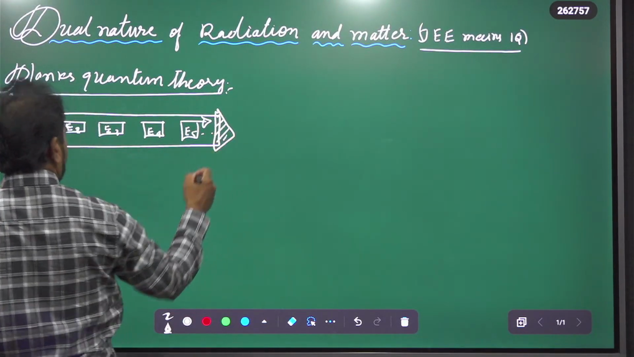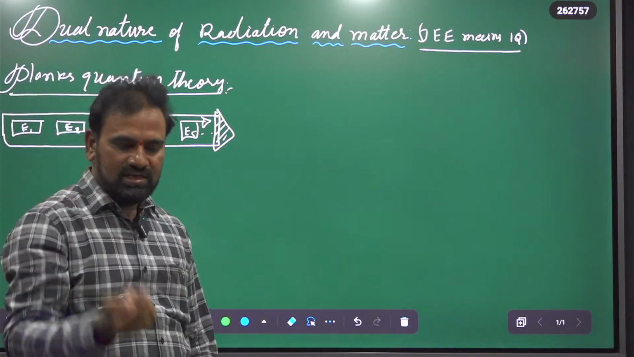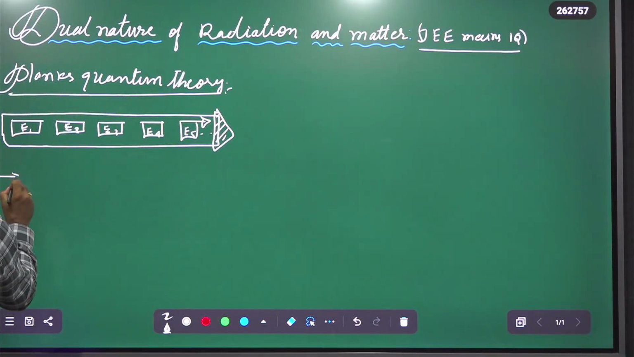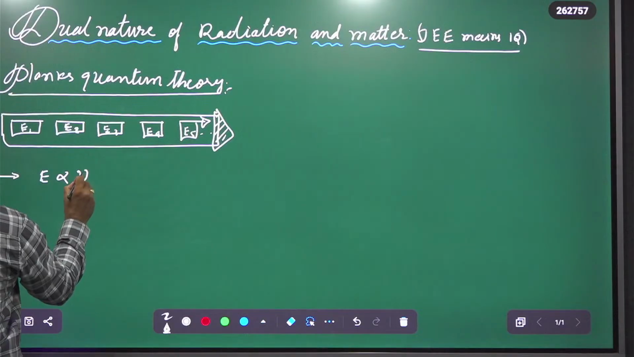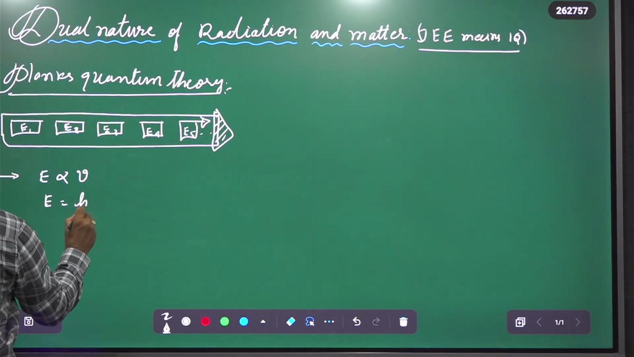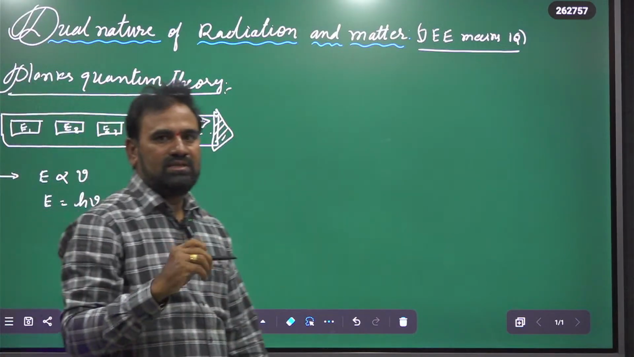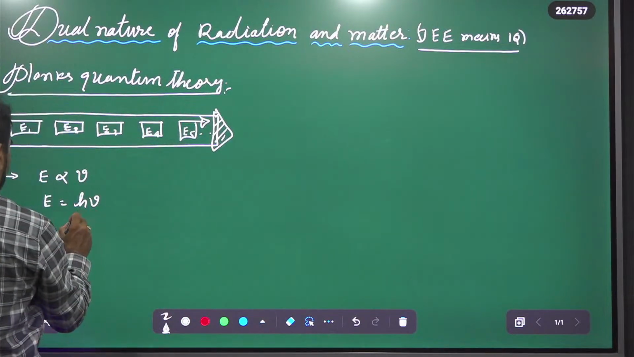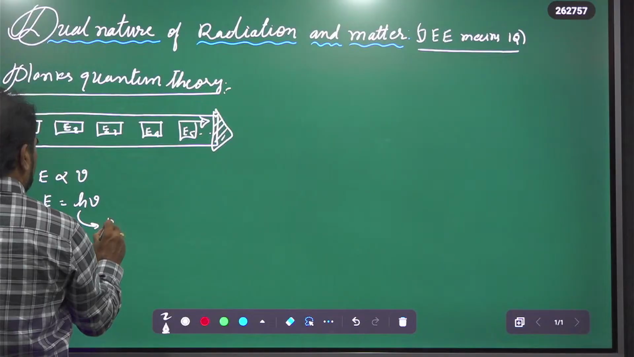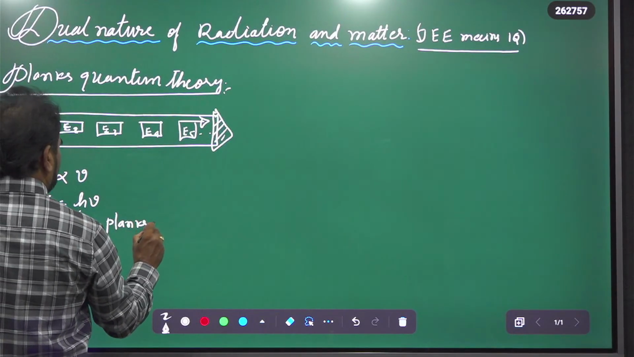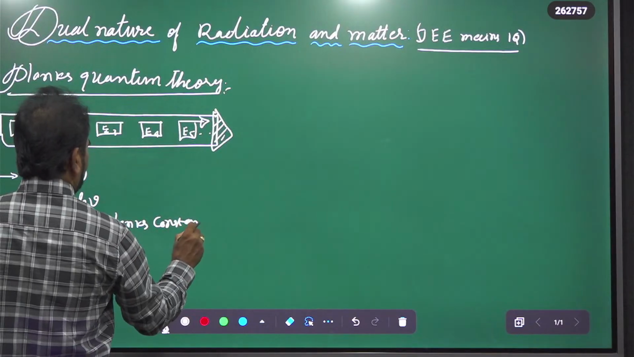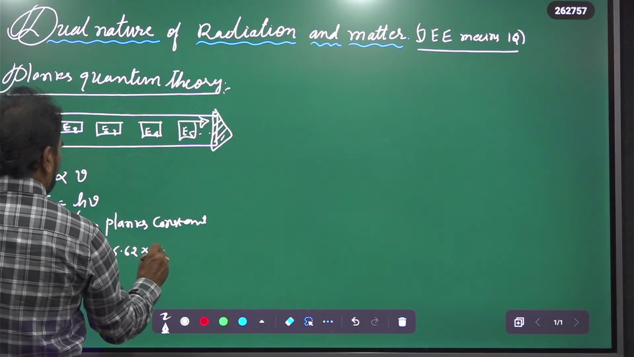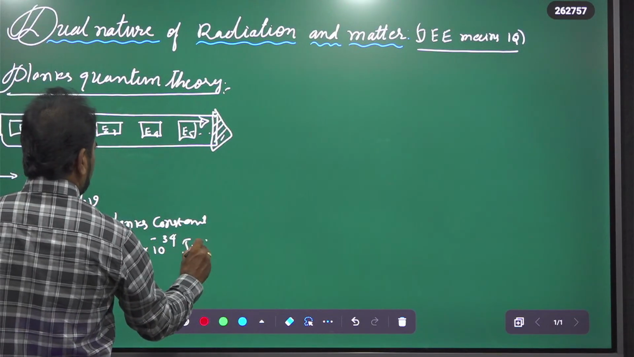Is it clear? Each photon has some amount of energy. The energy of the photon is directly proportional to its frequency. That is, E is directly proportional to nu. E is equal to h nu, where nu is called the frequency of vibration of the photon and h is called Planck's constant. The value of h is 6.62 into 10 to the power of minus 34 joule second.